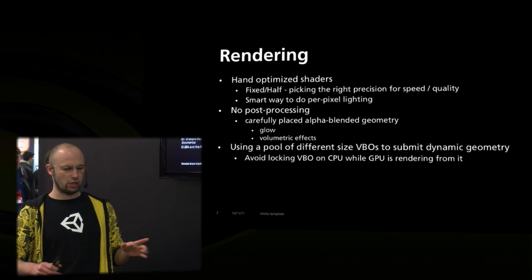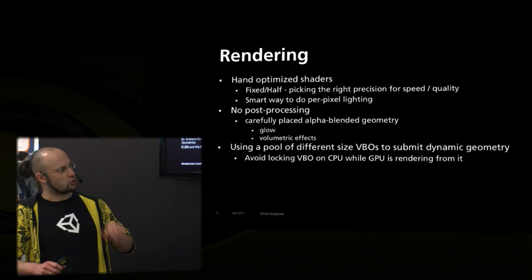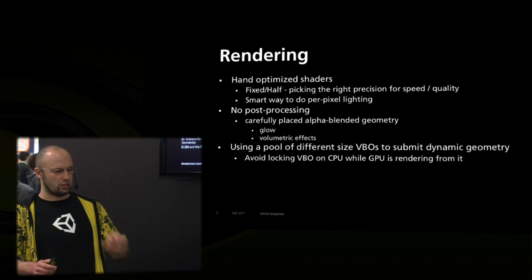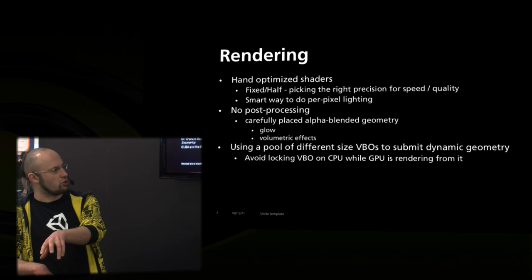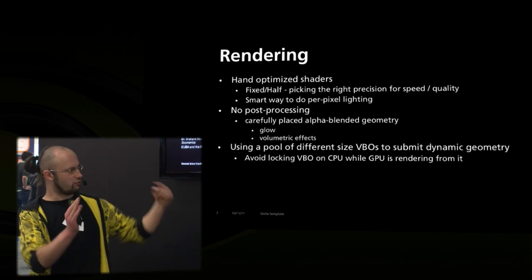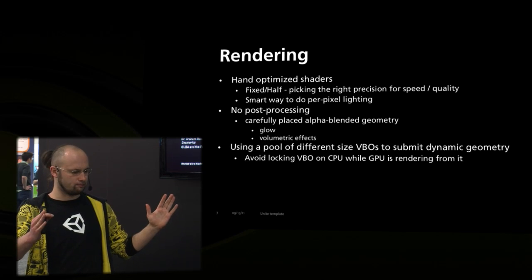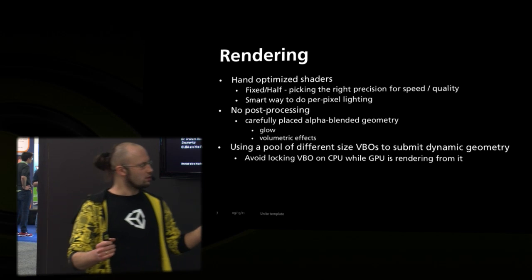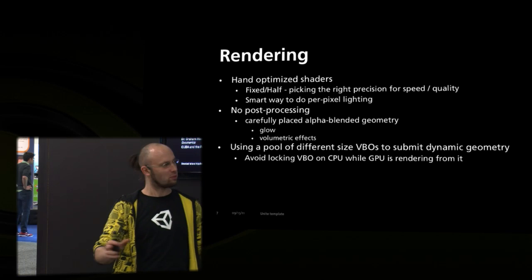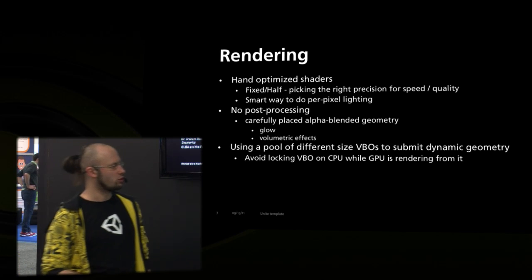Basically, when the CPU needs to write something to a VBO, it grabs a new one, writes data, and next time it grabs the next VBO from that pool, and the GPU is kind of coming from the back. So there is always a big gap. The CPU is always far ahead of the GPU when it comes to writing the dynamic geometry.